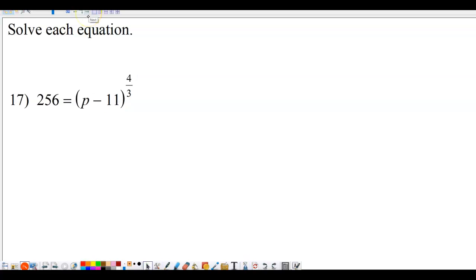All right, let's go ahead and take a look at number 17. Now in this case we have an extra number, but this time it's in parentheses, which means that it's under the influence of that fraction. So I can't move the 11 until I get rid of that fraction power first. So in this case, we're actually going to raise both sides to the reciprocal power first. That way I can get rid of that fraction power, and now the 11 and the p are free from that.